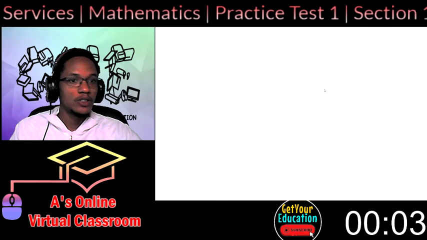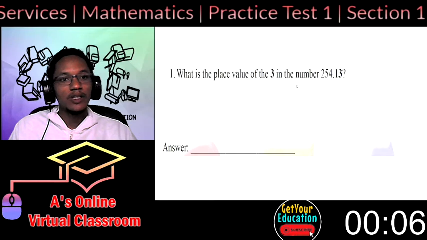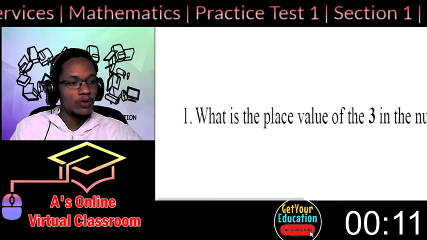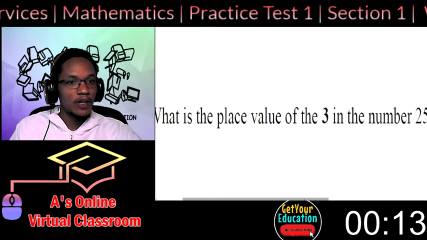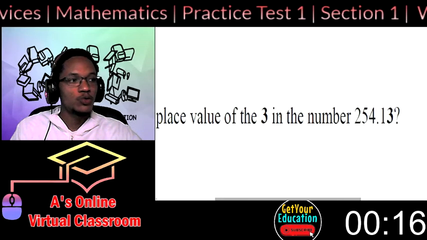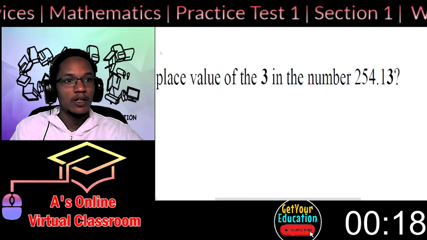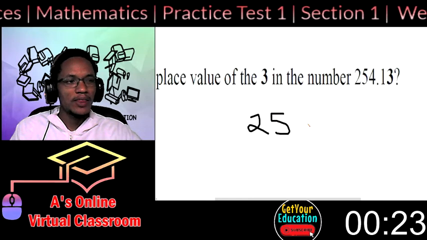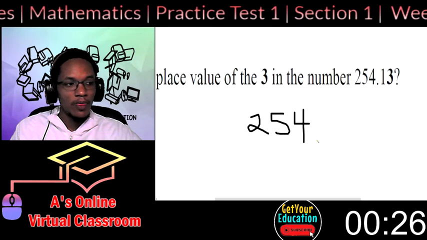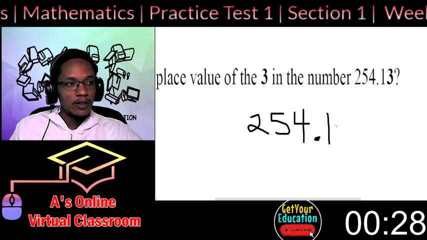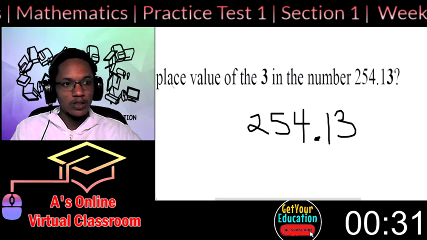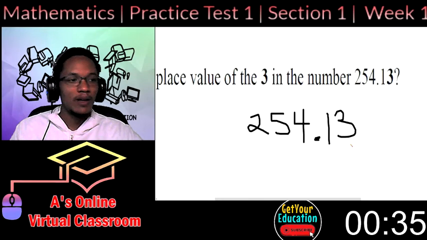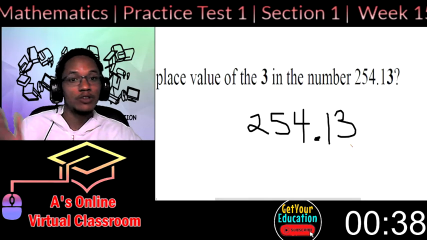First question for today: what is the place value of the 3 in the number 254.13? So place values, we are familiar with the place values with no problem before the point, and we are now dealing with place values after the point. These place values coming after the point have a similar name to the place values before the point.